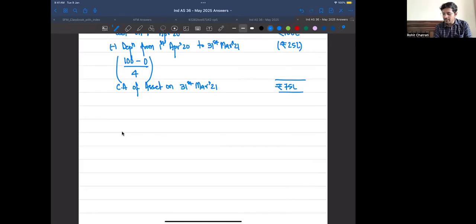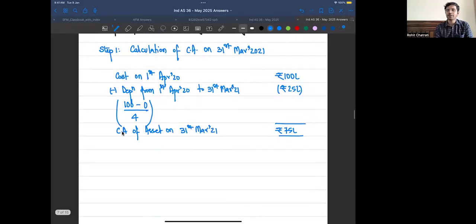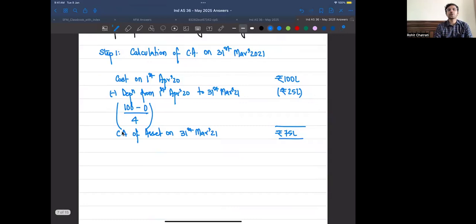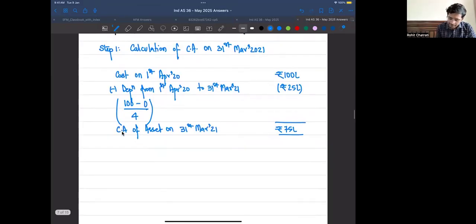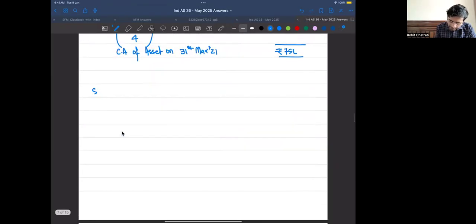Now, to calculate the impairment loss on 31st of March 21, I would compare the carrying amount with the recoverable amount. The recoverable amount is given in the question as rupees 60 lakhs. Therefore, impairment loss will be calculated by comparing the carrying amount of 75 with the recoverable amount of 60 lakhs.